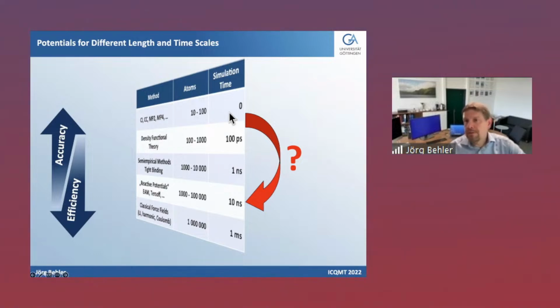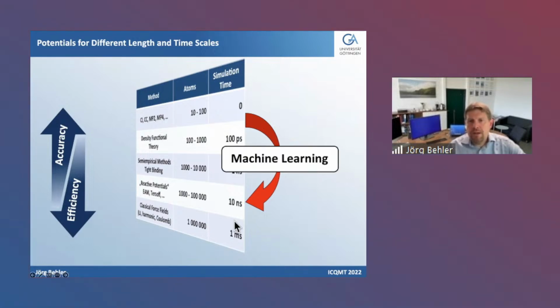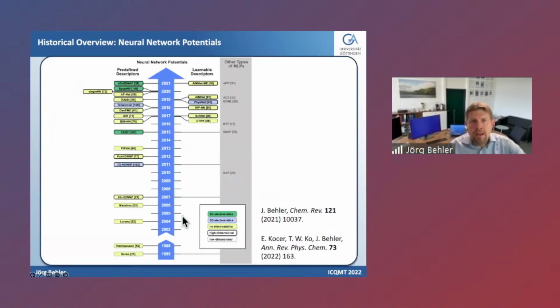The question that now comes up is: is there a way to bypass this hierarchy and transfer the accuracy of the electronic structure methods, in our case mainly density functional theory, but it can be also any other of these methods, to this order of magnitude in terms of system size and simulation time that at least are comparable to these reactive potentials like the embedded atom method or the Tersoff potential, which have been used for a long time in material science? For bridging this gap, we want to use machine learning. And machine learning potentials are not new.